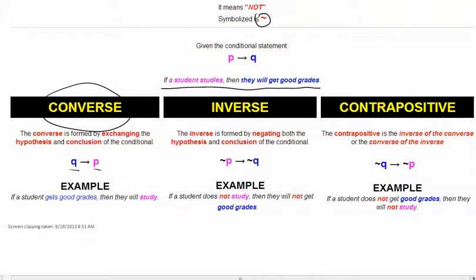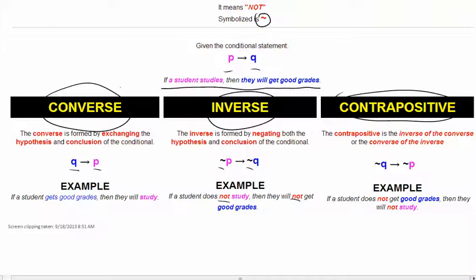The inverse is taking the original statement, but taking the negative of each. So if a student does not study, then they will not get good grades. And so that's the inverse. So you have a converse, we have an inverse, and the last thing is something called a contrapositive, which is kind of like taking the inverse of the converse or the converse of the inverse. In other words, you're doing both. So you're flipping it, you're now making Q then P and taking the negative. So if a student does not get good grades, then they will not study. So you're flipping both.